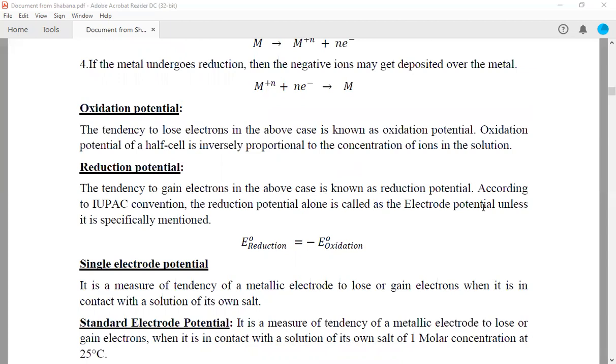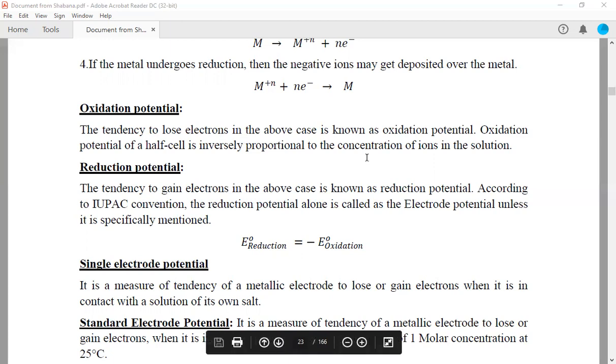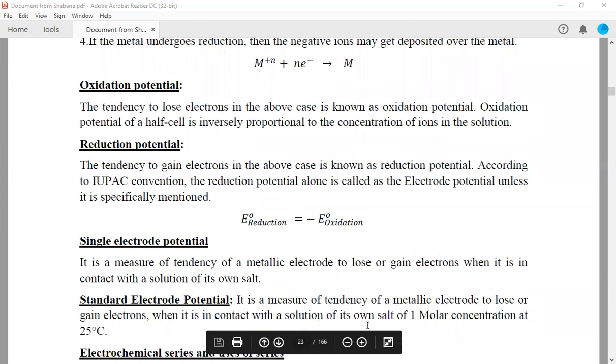What is standard electrode potential? That means one value will be fixed, standard, that is at the given concentration, that is at 1 molar concentration, and at a fixed temperature, that is at room temperature. We have to identify the tendency of the metallic electrode either to lose the electron or to gain the electron when it is in contact with the solution of its own salt. See here, it is a measure of the tendency of the metallic electrode to lose or gain the electron when it is in contact with the solution of its own salt of 1 molar concentration at 25 degrees centigrade. It is known as standard electrode potential.